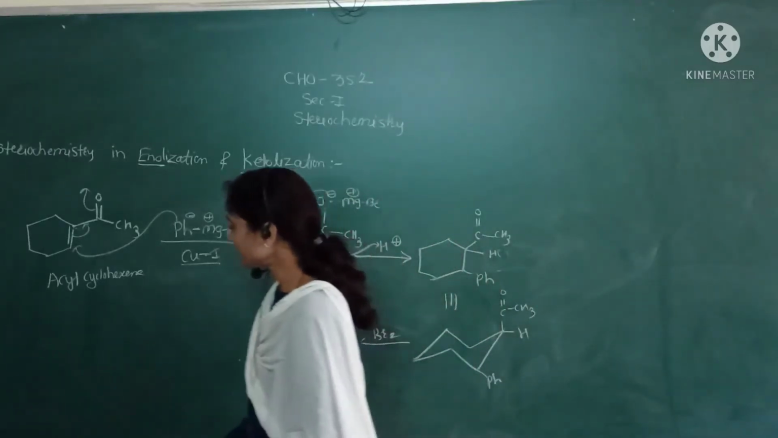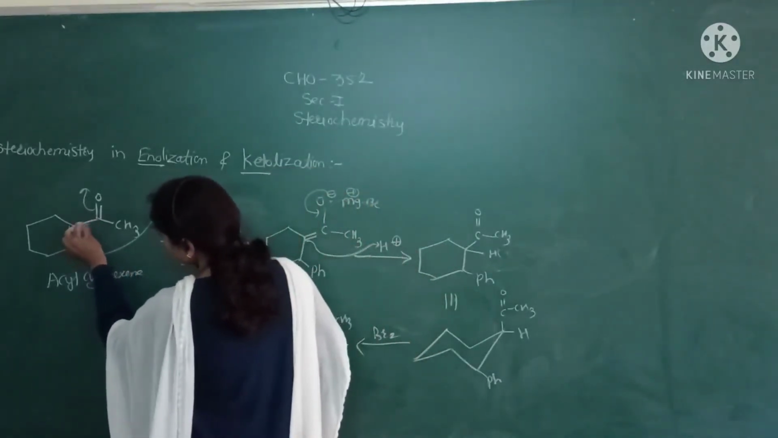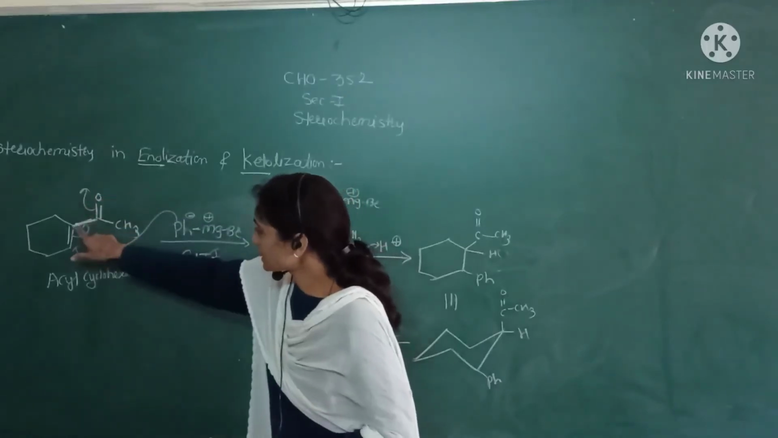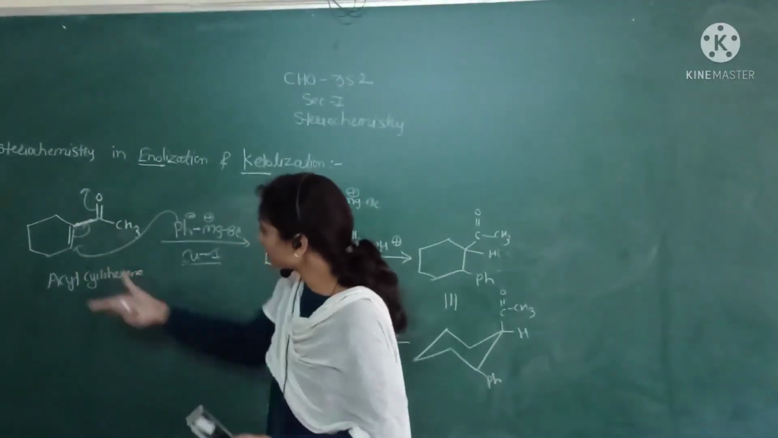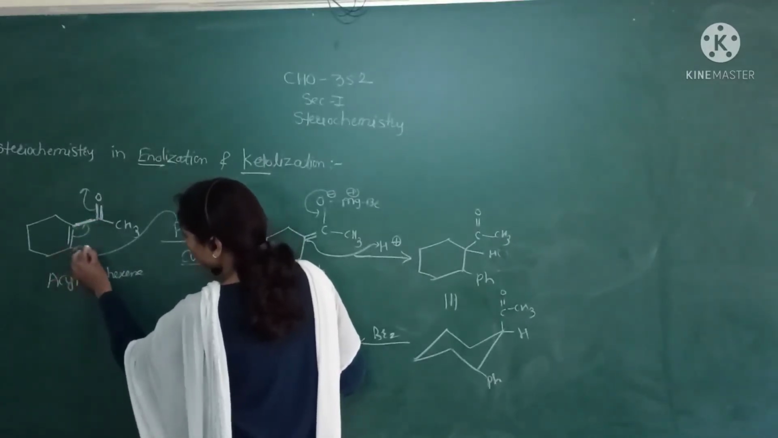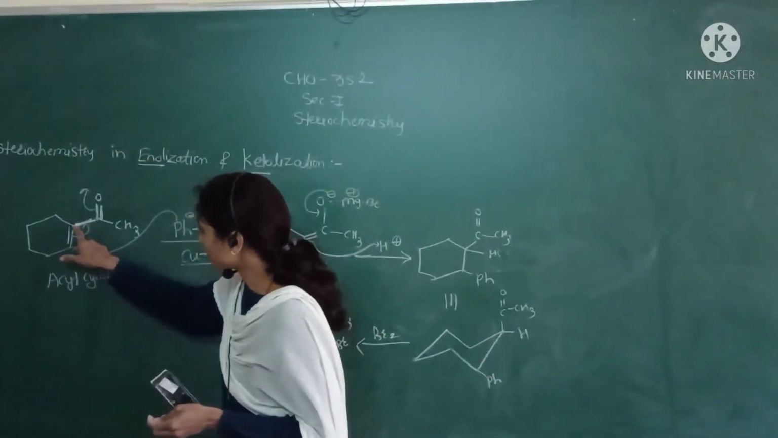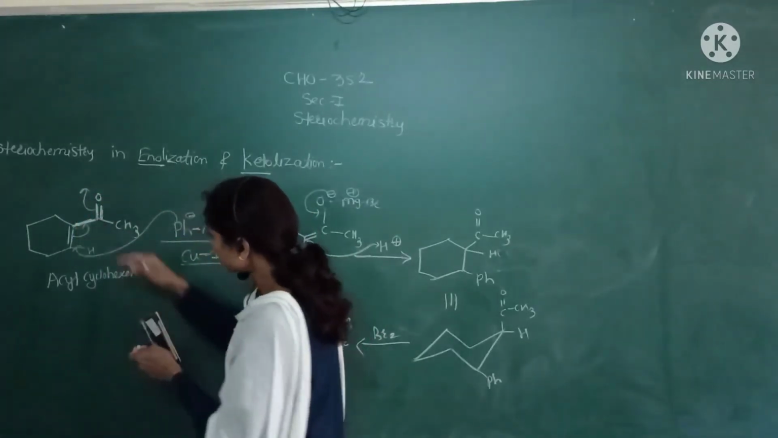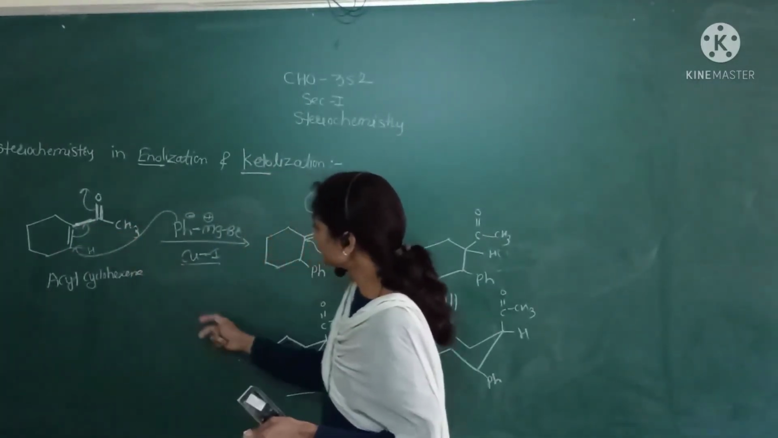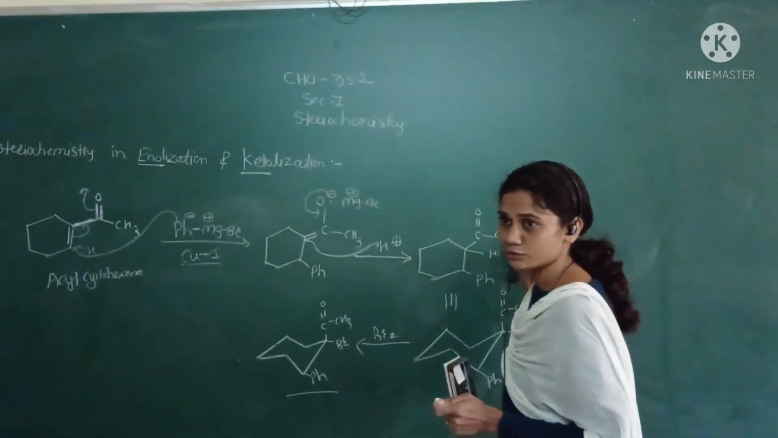But why is equatorial attack more preferable in the case of acyl cyclohexane? Because rotation takes place between this carbon and this carbonyl group. Due to this rotation, this carbonyl group is parallel to this CH group. There is a single bond present, hence rotation is possible, and due to this rotation, this carbonyl group is parallel to this CH group, and because of this, the incoming group from the equatorial side has less steric requirement.